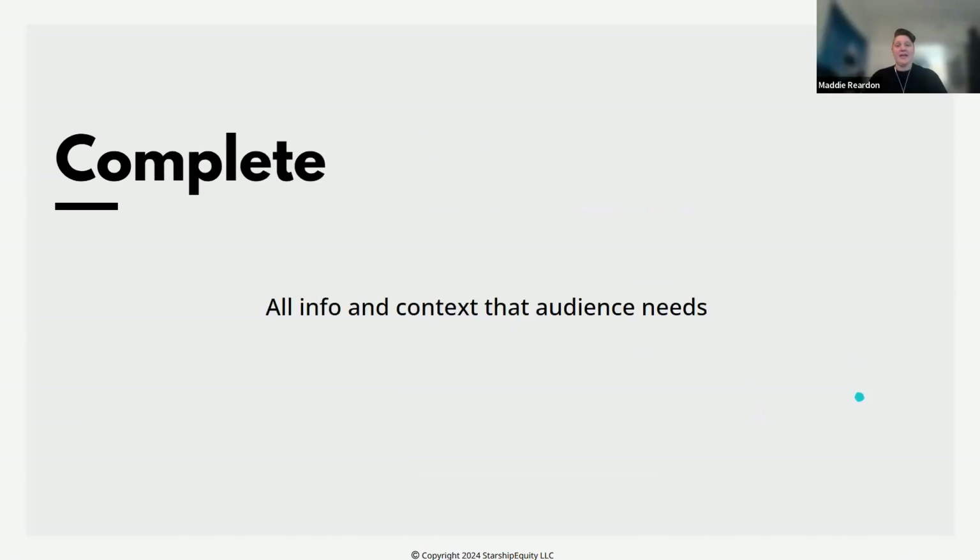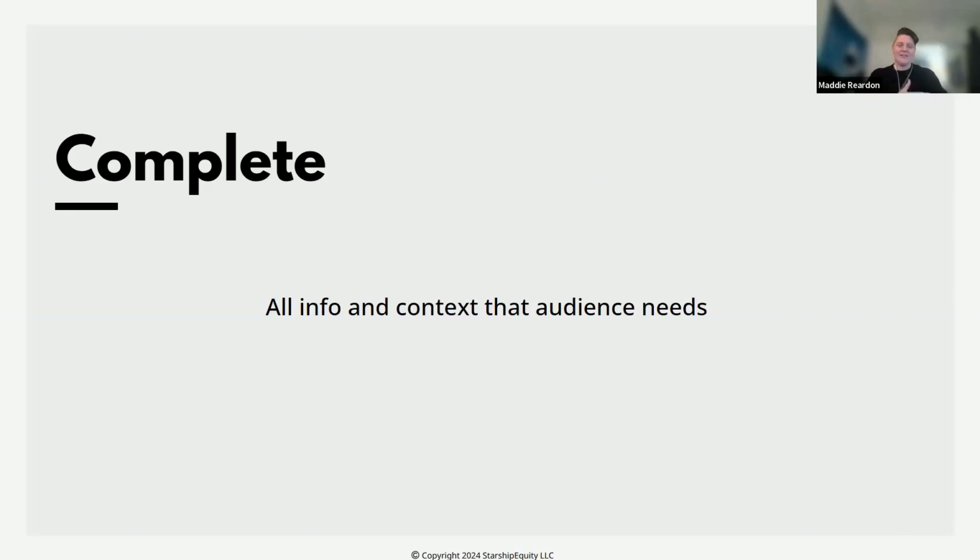And now last we have complete. So this really can be summarized as making sure that all the information and context that your audience needs, you've provided it. And you'll notice this kind of really ends up tying back to all the other principles as well, because when it comes to the information you're providing, in order to know if you've provided enough information, you have to know who your audience, your students, your peers are, and what type of information they're going to need.